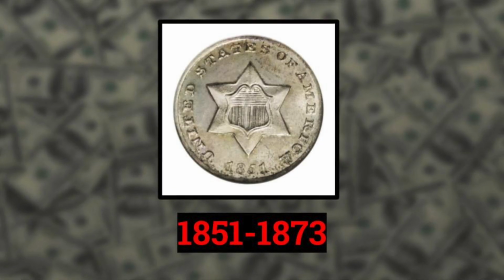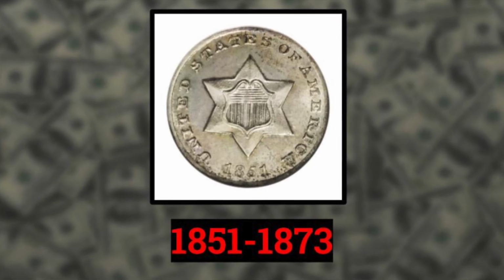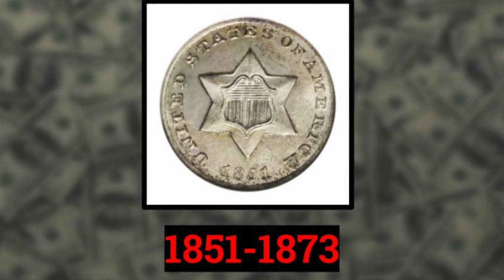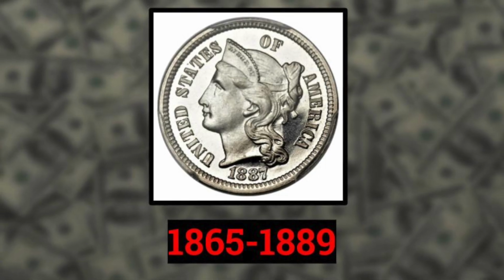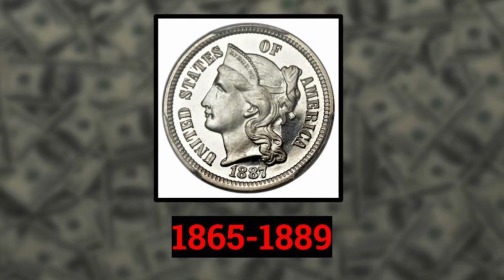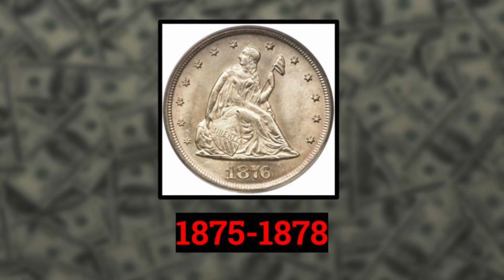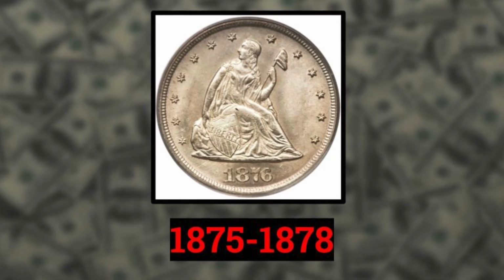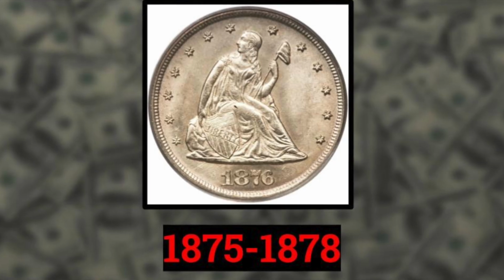There were 2 different iterations of the 3-cent coin. The first was called the Trime, or 3-cent silver, and was of course minted in silver. It was produced from 1851 to 1873. The second iteration was referred to as the 3-cent nickel, and produced from 1865 to 1889. The 3-cent nickel was made with copper and nickel as opposed to silver. From 1875 to 1878, there was briefly a 20-cent coin that featured Lady Liberty and a bald eagle that was quickly discontinued because of its confusion with the quarter, which of course is still used today.